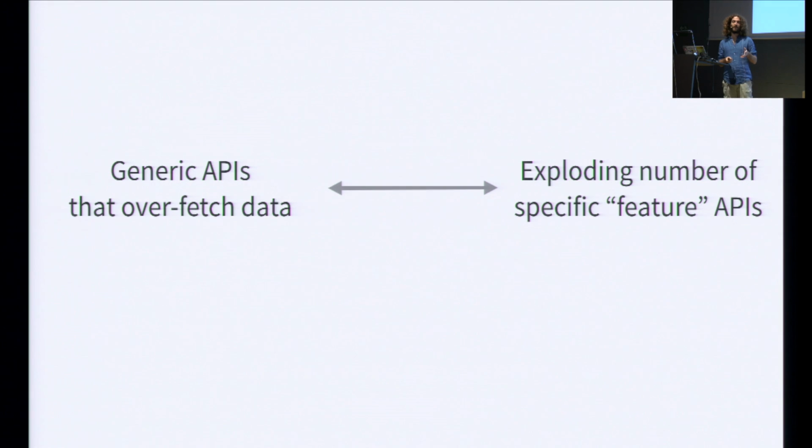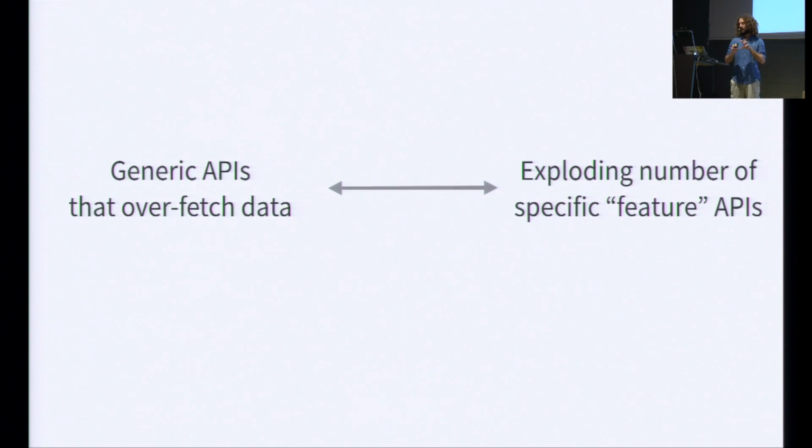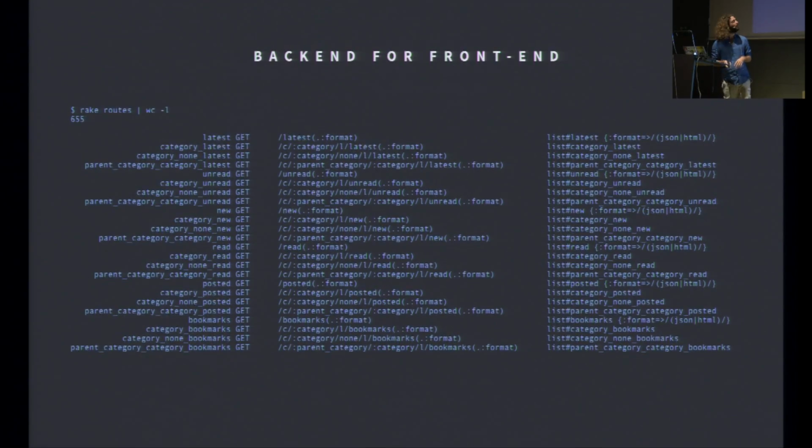The other choice is, okay, let's do very specific endpoints. I want to get just the user, so I'm going to have a specific feature API for each thing that I need from the server. But then the API documentation will probably look like that. I will have tons of REST endpoints. And the first problem, of course, is that we need to maintain all those endpoints.